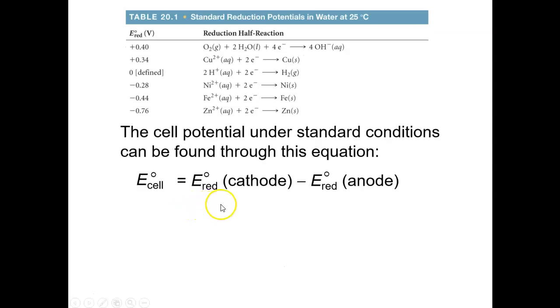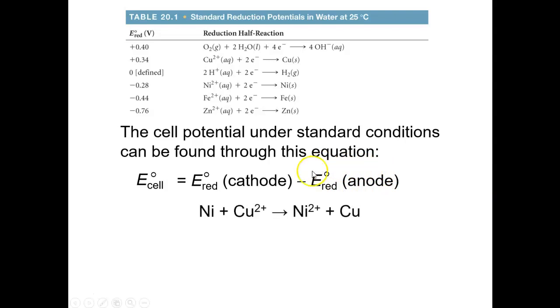Okay, and the way that we do this is once we've decided what is going to be the cathode and what is going to be the anode in our cell, we simply use this equation. The cell potential for the entire cell is going to be the reduction potential of the half reaction that is the cathode minus the reduction potential of the half reaction that is the anode.